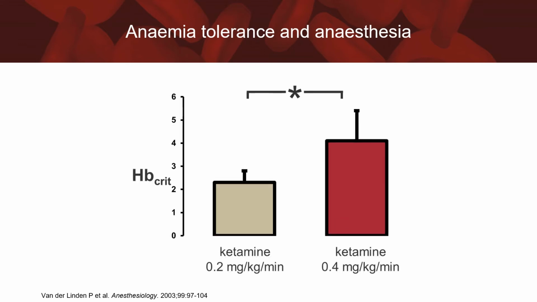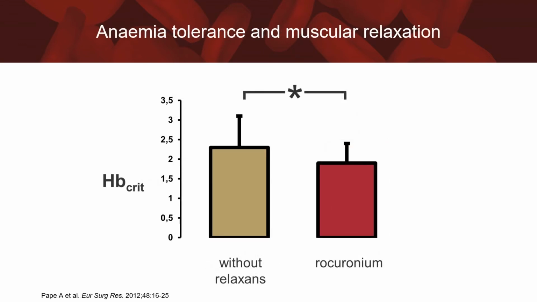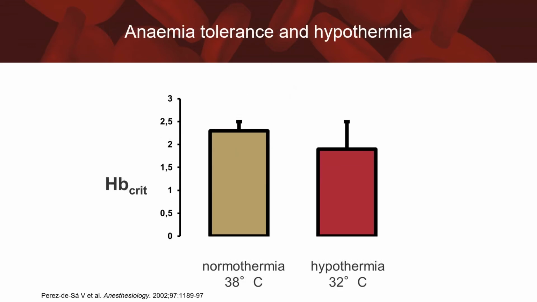This does not only hold true for Halothane, but also for ketamine. The more ketamine you give, the less the body is able to compensate for an acute anemia. You can use muscle relaxants. If you use them, then the critical hemoglobin concentration is significantly lower, meaning anemia tolerance increases. You can try to use hypothermia. However, it has not been demonstrated convincingly that hypothermia increases anemia tolerance.